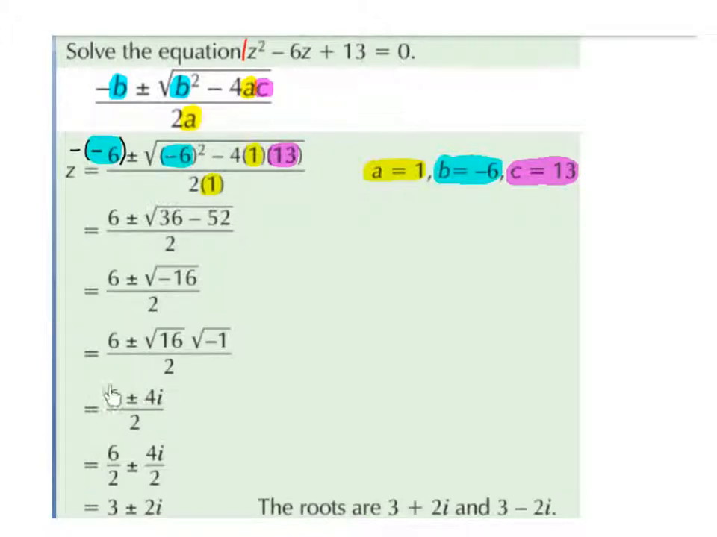So it's going to be 6 over 2 plus minus 4i over 2. And 6 divided by 2 is 3, so that's the real part of our answer. And 4 divided by 2 is 2, so 2i is the imaginary part of our answer. So we end up with 3 plus minus 2i. So remember, we're going to have two answers because we have a quadratic. When we solve, we always end up with two answers. We're going to get 3 plus 2i, and we're going to get 3 minus 2i. So these are the two solutions to our complex equation.